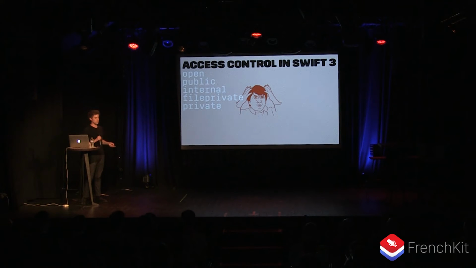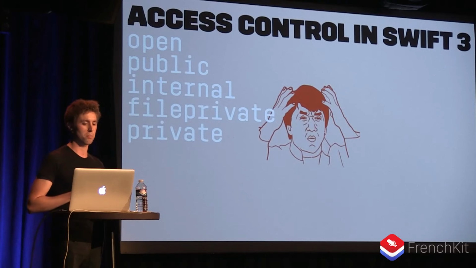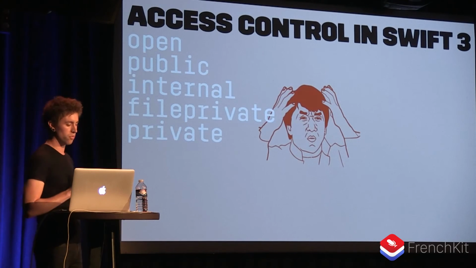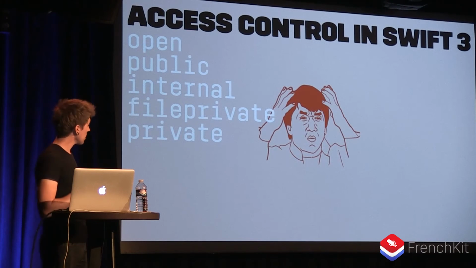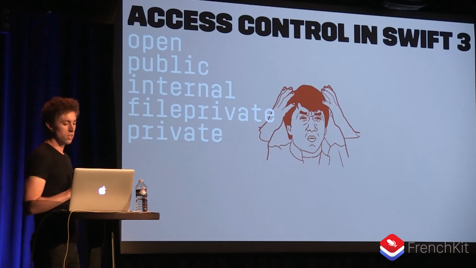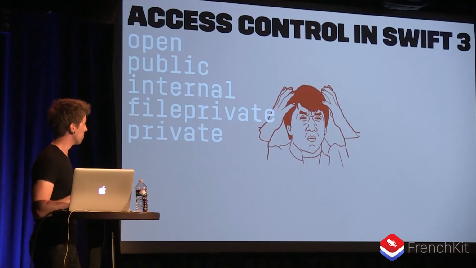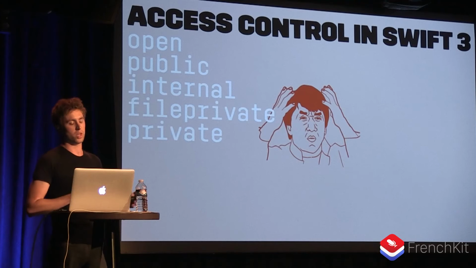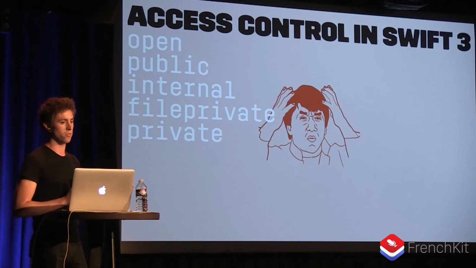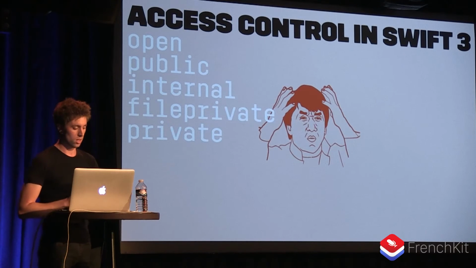So open means public and subclassable, or public and overridable. And so that brings us to access control in Swift 3, which is now much more complicated. We have open, public, internal, fileprivate, and private. I prefer the simpler model with only 3 specifiers. I don't find much value in open as an open source author and framework maintainer. It's not something that I've ever felt like I needed to use. I would just use public or make things final to prevent overriding or subclassing. But this is the model that we have today.